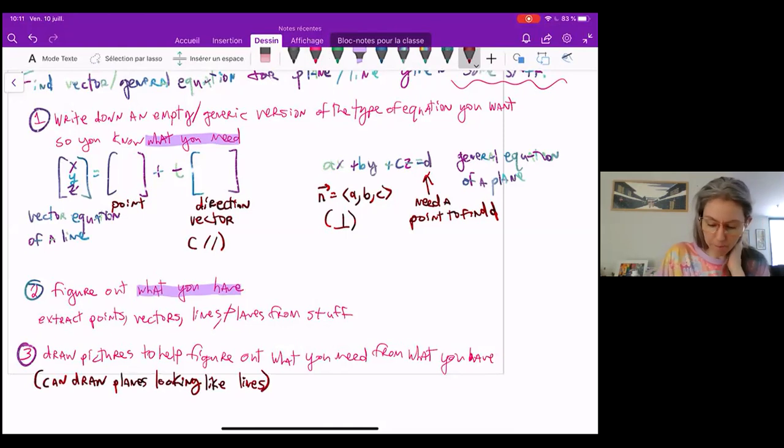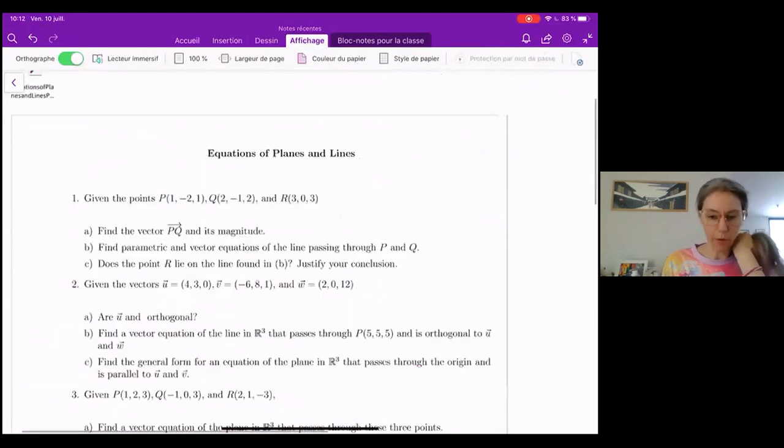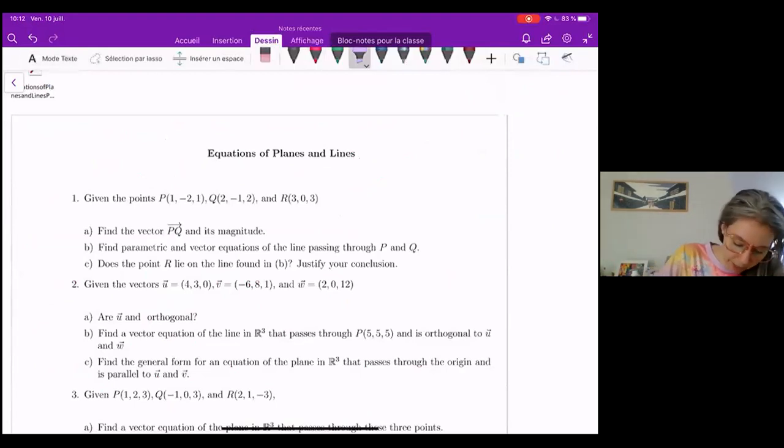You guys ready to do a problem? Okay, let's look at the first one then. It says, given the points P, Q, and R, well, the first one's not asking for a plane or a line, but we're still going to do it because a lot of times these problems build on themselves. So it's possible that the magnitude and this vector are going to be useful. What this is asking for right here, PQ, is the vector between P and Q.